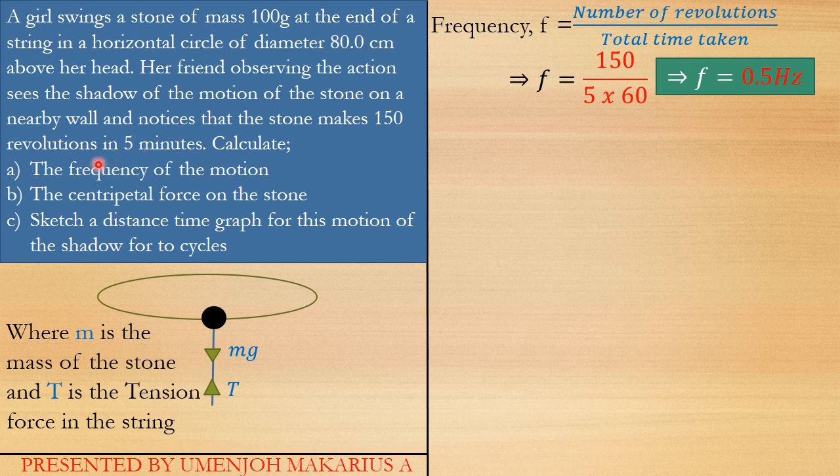Then the next part: if we are asked to get the period of motion, because the question could still ask us to get the period, we simply take 1 over the frequency, which is the same as the total time taken over the number of revolutions. So once you have the frequency, you indirectly have the period, because the reciprocal of the frequency gives you the period of motion. Good. So friends, the B part wants us to calculate the centripetal force on the stone.